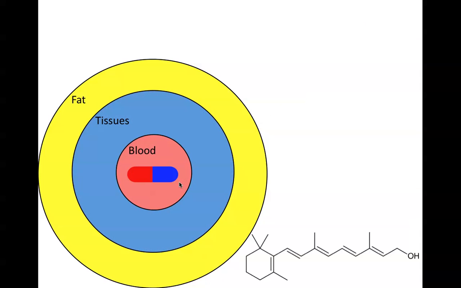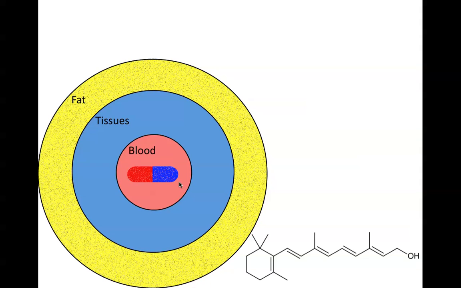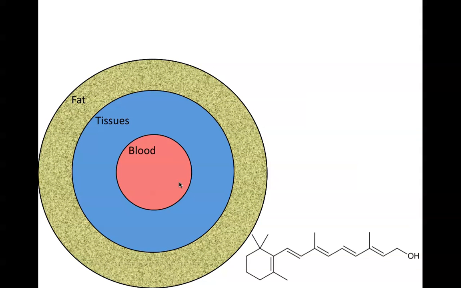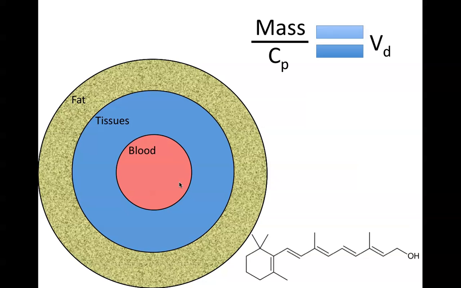The last situation is if the drug looks like this, which is a very hydrophobic drug, and that's going to dissolve in the fat, in the lipids. So going back to our equation here, you might be tempted to say, based on the last two situations, that the volume of distribution is going to be the total fat volume of the body. But that won't be the case.